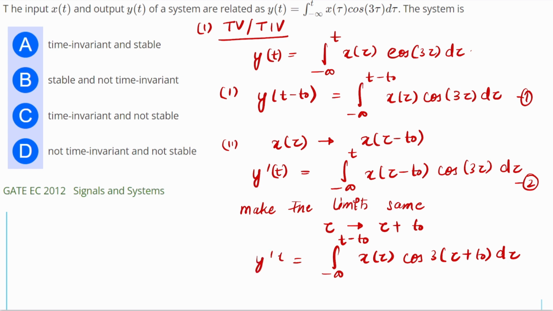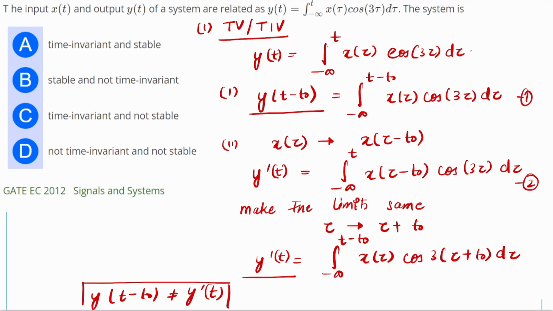Now, if you check y of t minus t naught and y dash t, they are not the same. So y of t minus t naught is not equal to y dash t, right? So it means that it is a time variant system, or you can write that it is not time invariant. So this system is a time variant system.